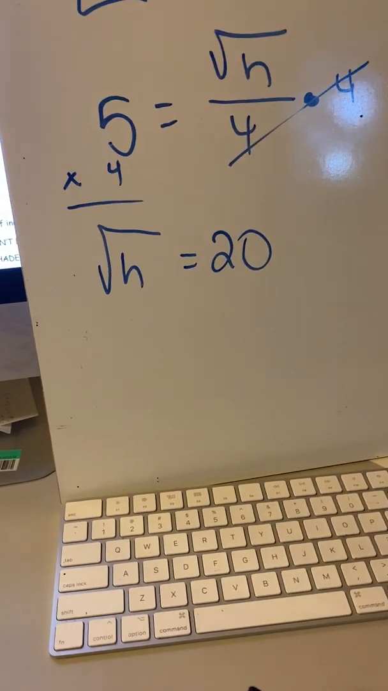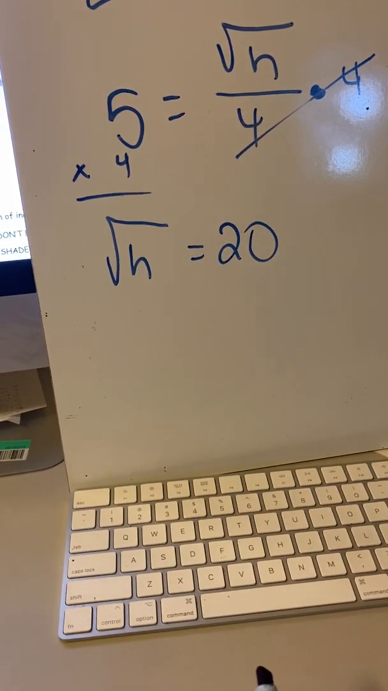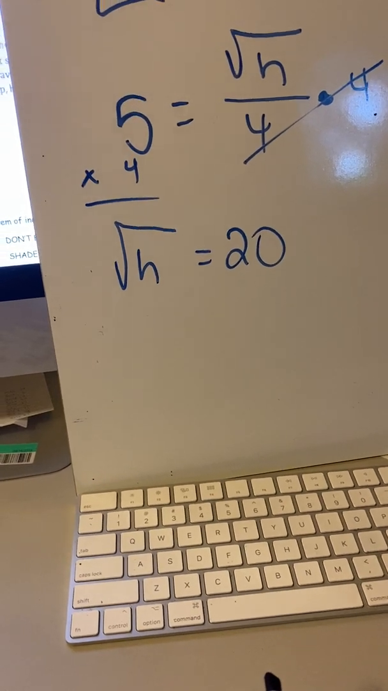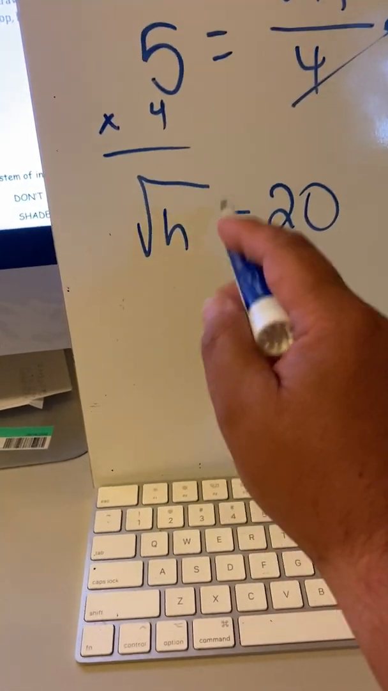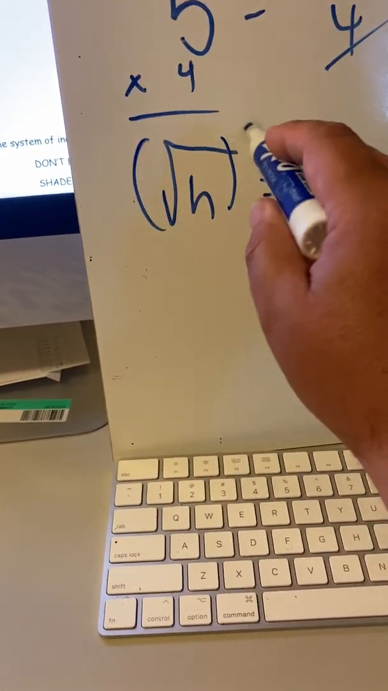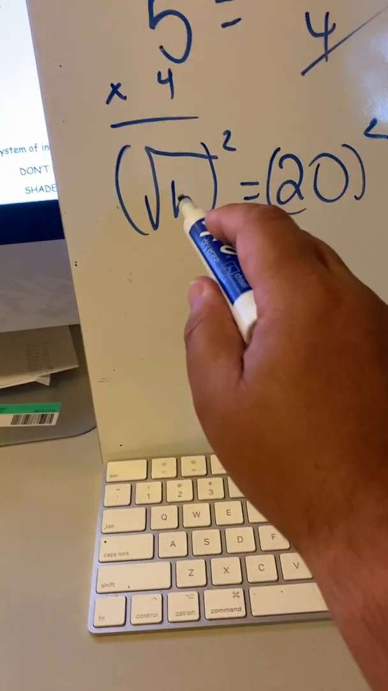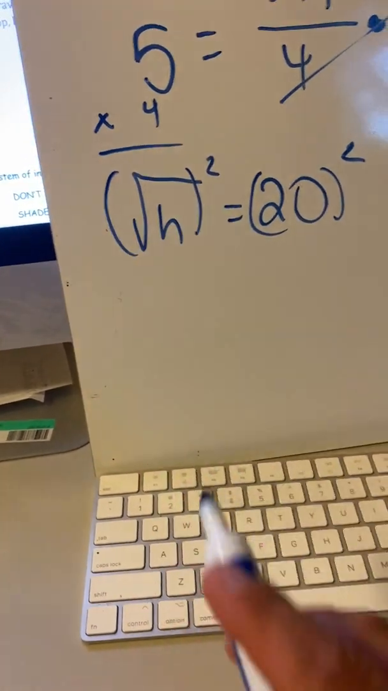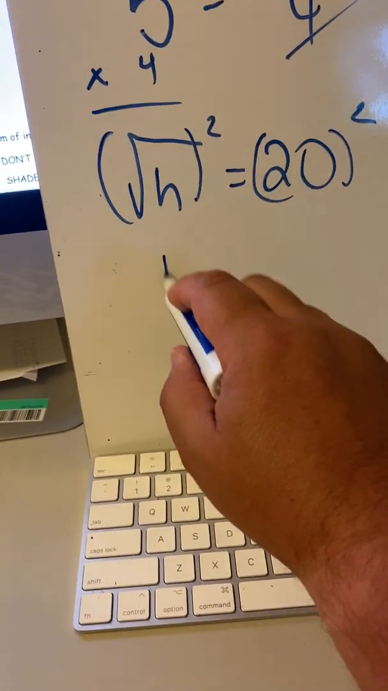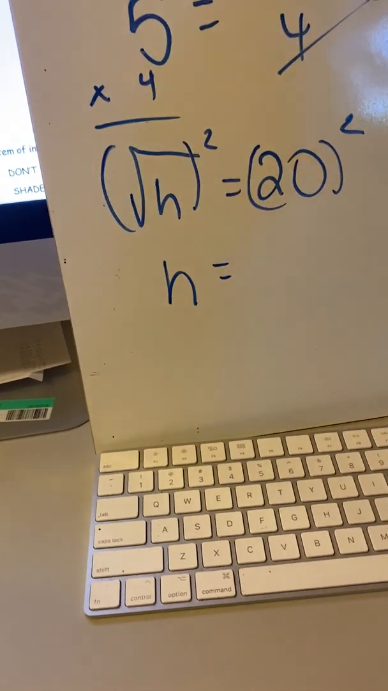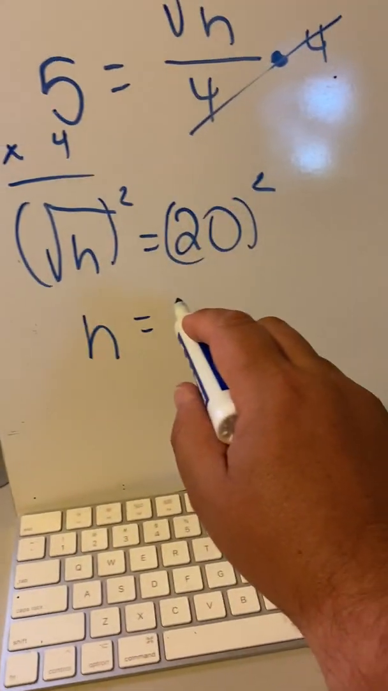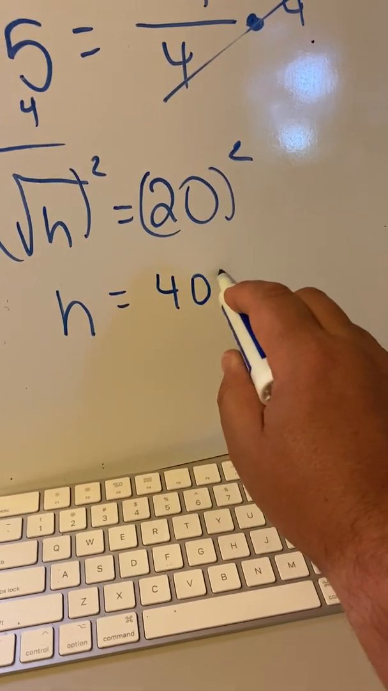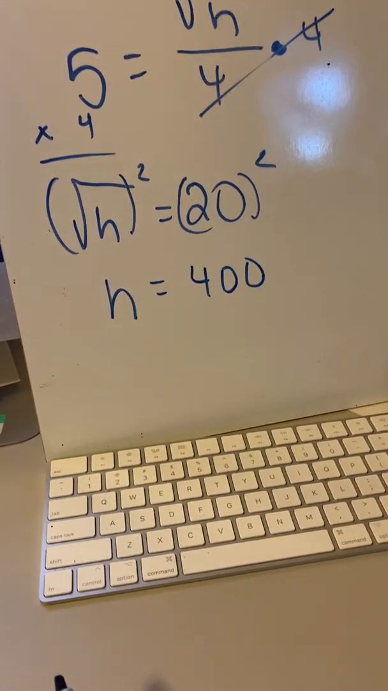Okay, now you have to find the square root of the height. How do you find the square root of a number? In this, we've got the variable H. You square both sides. So the square root of the height squared is just the height, equals 20 squared, which is 20 times 20, which is 400.